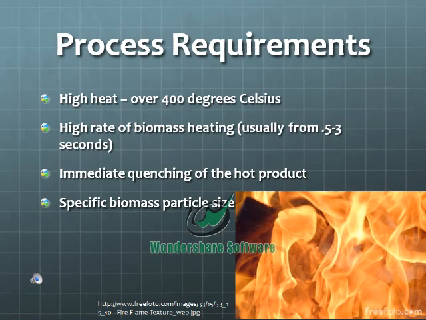Some of the general requirements for the pyrolysis of wood include high temperatures of over 400 degrees Celsius, a high rate of biomass heating, usually from fractions of a second to just a few seconds. If the biomass is heated for too long, the polymers in the wood will break down too far, creating permanent gases, as opposed to the high molecular weight compounds found in useful BioOil. Another requirement is the immediate quenching of the hot product vapors so that they condense into oil. Also, various reactor designs require specific biomass size, ranging from less than 2 millimeters to as large as 20 millimeters.